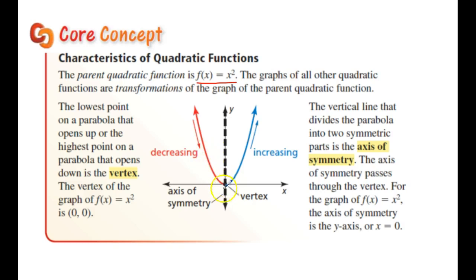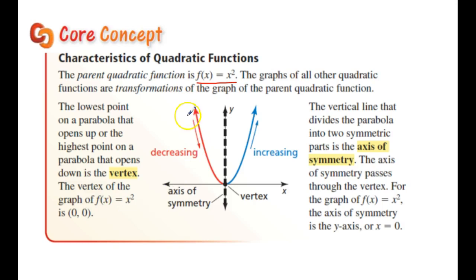So you'll see that the lowest point, the point where it changes direction, is called the vertex. So you'll see in my parent function, my vertex is going to be at 0, 0. This also makes the axis or the line of symmetry. You'll see that if I was to fold my graph along this dark dotted line, my graph would lay over top of each other. So it's an axis of symmetry. Also goes through the vertex.